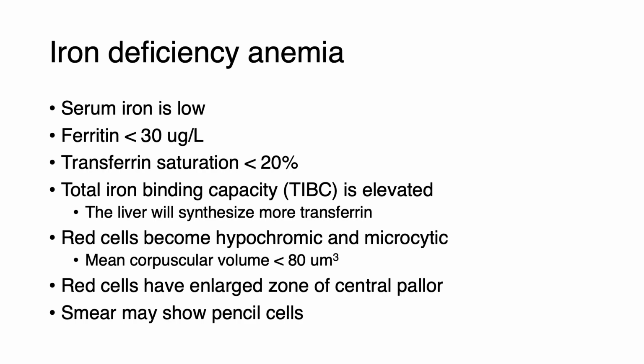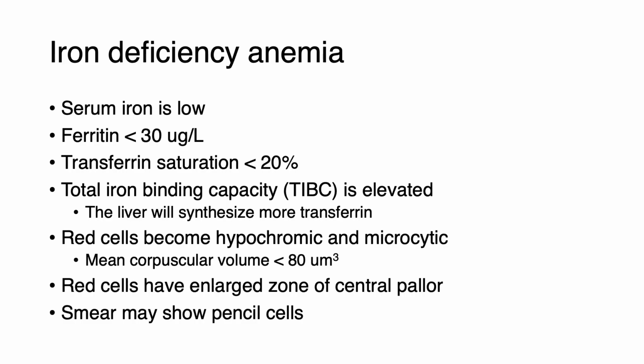In iron deficiency, the serum iron is going to be low. Your ferritin is going to be less than 30. Transferrin saturation will be less than 20%. Your total iron binding capacity is going to be elevated because the liver is going to crank out more transferrin to try to go scavenge more iron. So you're going to have a really high transferrin level and a high total iron binding capacity, but a low saturation. If you look at a smear, the red cells are hypochromic and microcytic.